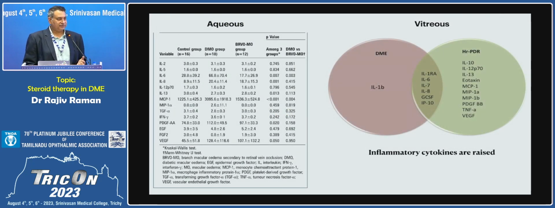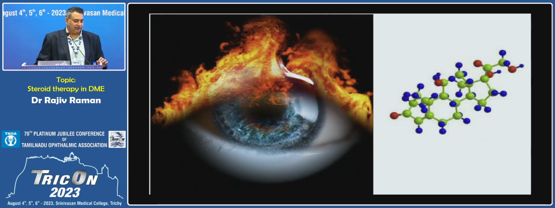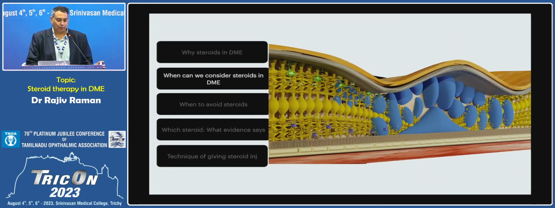And there are enough studies which have shown, this is work by Lee et al., who tried looking at aqueous cytokines. Though we see that VEGF definitely increases, you can also see that many of these inflammatory cytokines tend to increase in aqueous. And this is one of the works which we had done in vitreous. Also, you can see a lot of these inflammatory cytokines are raised. So definitely in diabetic macular edema, inflammation seems to play a role. And whenever you have inflammation, the only drug you think of is a steroid. So steroid does play an important role.